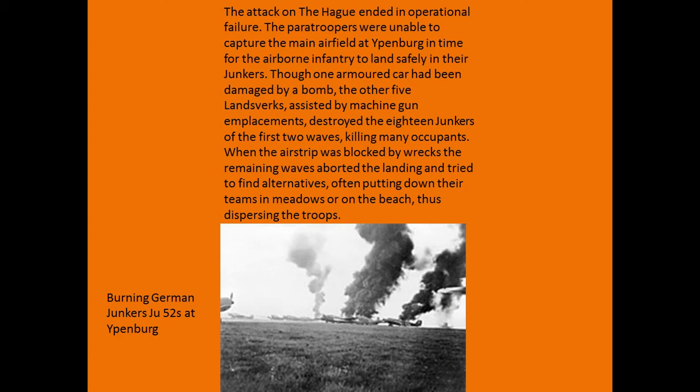The attack on The Hague ended in operational failure. The paratroopers were unable to capture the main airfield at Ypenburg in time for the airborne infantry to land safely in their Junkers transport aircraft. Though one armored car had been damaged by a bomb, the other five, assisted by machine gun emplacements, destroyed the 18 Junkers of the first two waves, killing many occupants. When the airstrip was blocked by wrecks, the remaining waves aborted the landing and tried to find alternatives, often putting down their teams in meadows or on the beach, thus dispersing the troops.